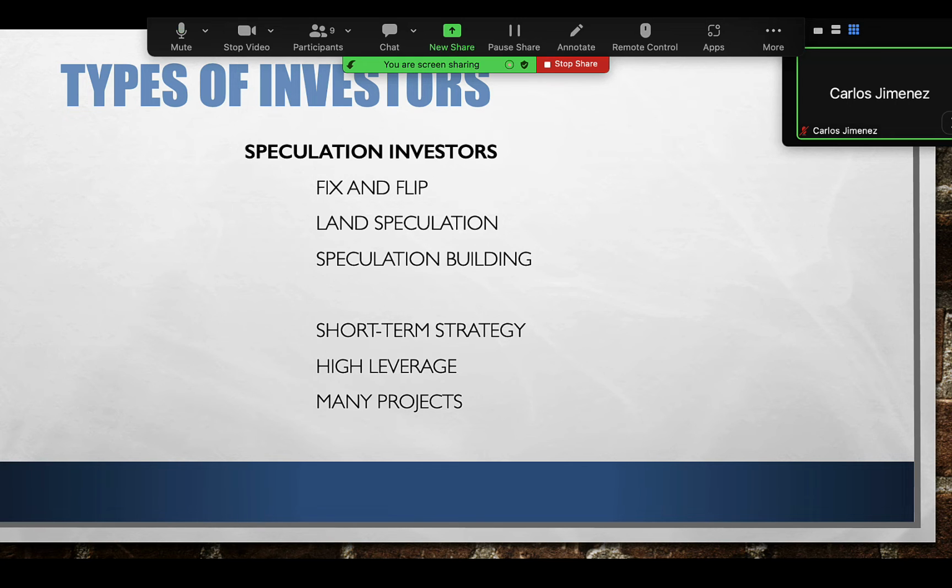And speculation investors tend to have multiple projects going. If they're not building one house, they're building three. They're not doing one land speculation deal, they're doing two or three. They're not doing one fix and flip. They've got 10 of them going, or they're thinking they're going to do 10. I have a friend here in Colorado who did 65 fix and flips last year. 65.